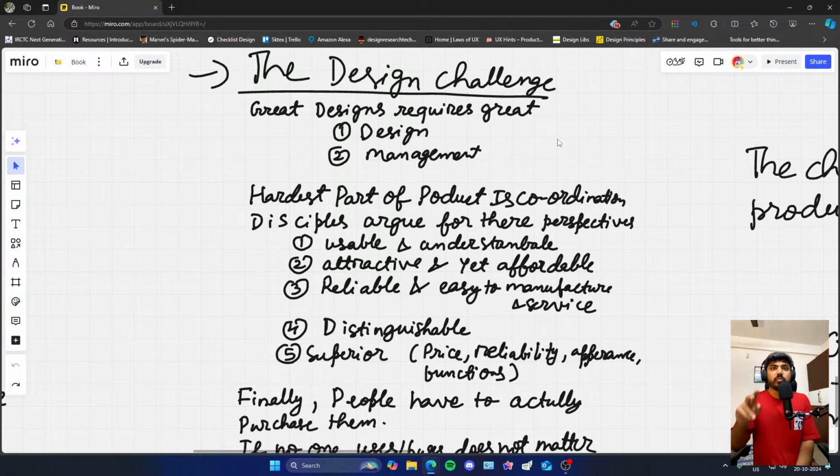Different disciplines argue for their perspective. A discipline could be arguing about usability and understandability. A second one could be arguing about attractiveness and affordance. A third one about reliability and ease of manufacturing and service. A fourth one about distinguishability from the competitors. A fifth one would be asking for superiority in all these things: in price, reliability, appearance, functionalities, and all those things. But finally, all that matters is actually that the person who is supposed to use it buys the product. That is all that matters.